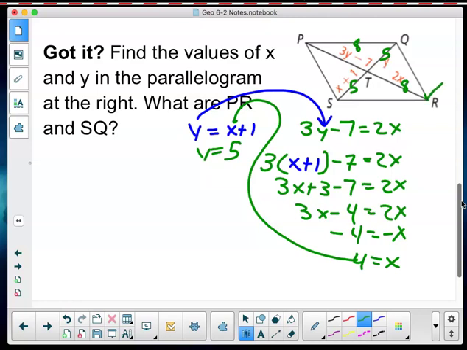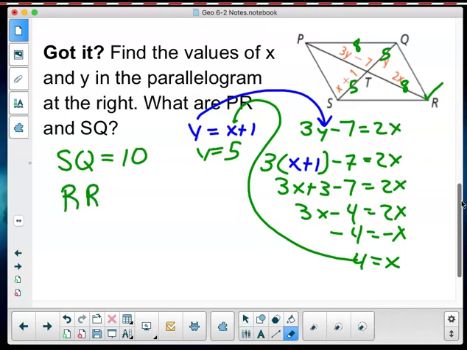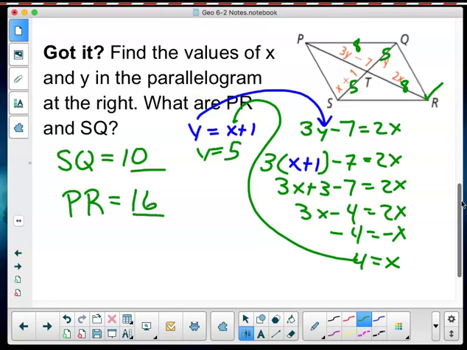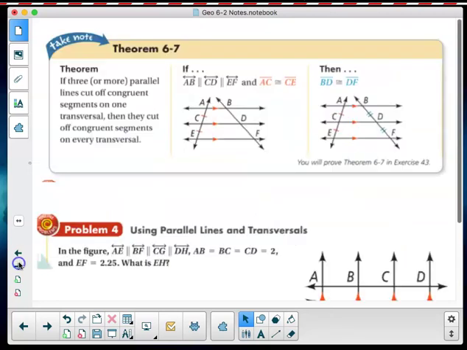Now they ask me about SQ, and SQ is the whole length, so SQ is 10, and PR is the whole length, and somebody actually has to write PR versus RR. Maybe I think it's funny. But PR, the whole length is 8 plus 8, which is 16. So those are the things they asked me to find using my systems of equation skills.